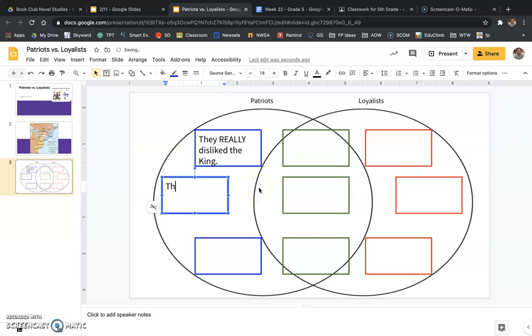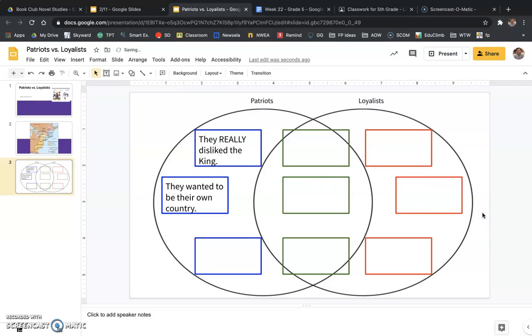Another thing about the Patriots, they wanted to be their own country. They did not like being part of England anymore. So they disliked the king, and they wanted to start their own country. They did not want to have anything to do with that king. That king was not their own. They wanted their own leader.